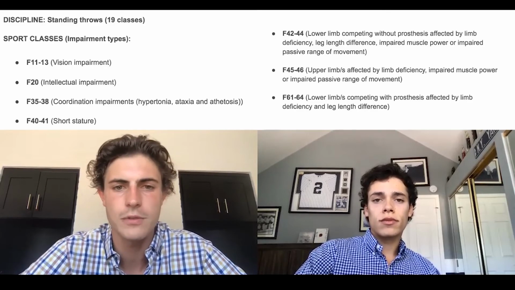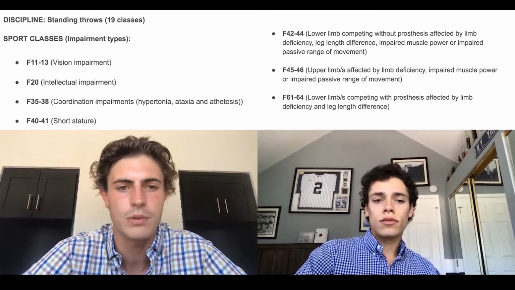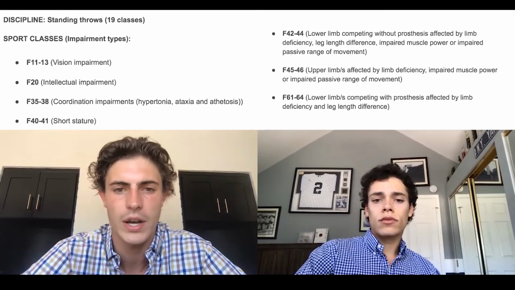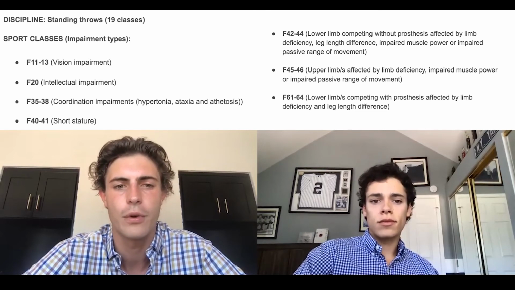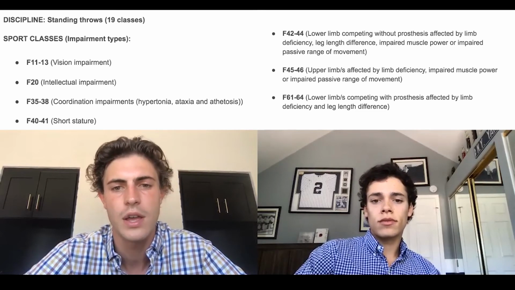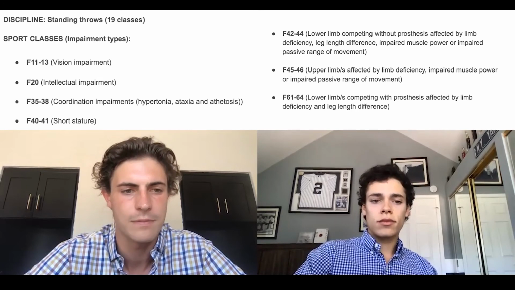And now moving into the field aspect of para-athletics. There are the standing throw and seated throw athletic events with even more distinct classes. First, within the standing throw events, we have the F11 through F13 class for those with visual impairments, the F20 class for those with intellectual disabilities, all the way to F40 through F41 for athletes with short stature, and F45, F46 for those with upper limb deficiencies.